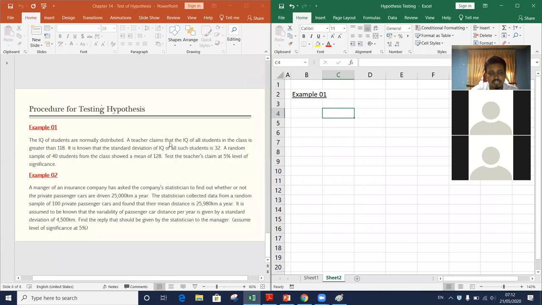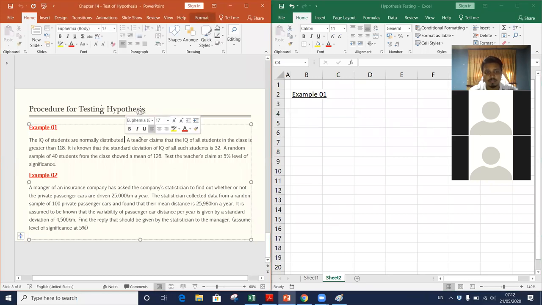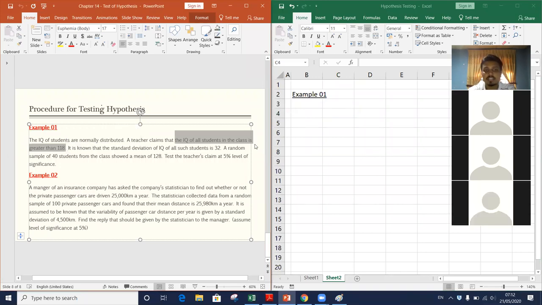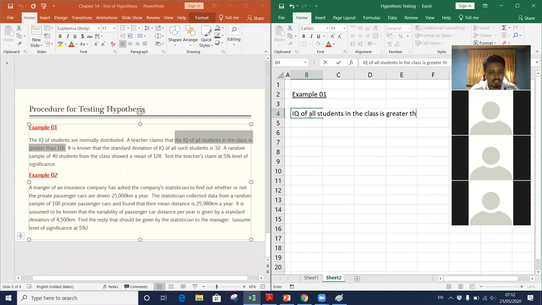Then a teacher claims that the IQ of all students in the class is greater than 180. Right, this is the assumption. A teacher claims that the IQ of all students in the class is greater than 180. That is the assumption, right? This is what the teacher claims or assumes, right?